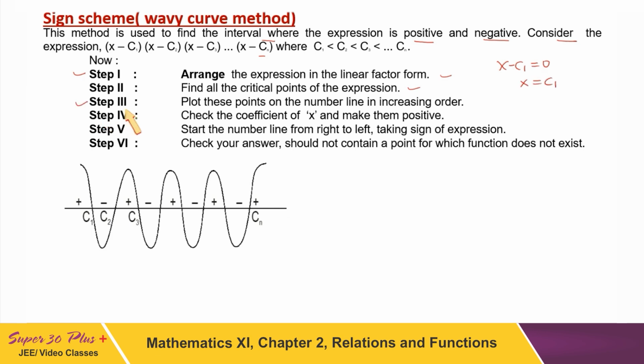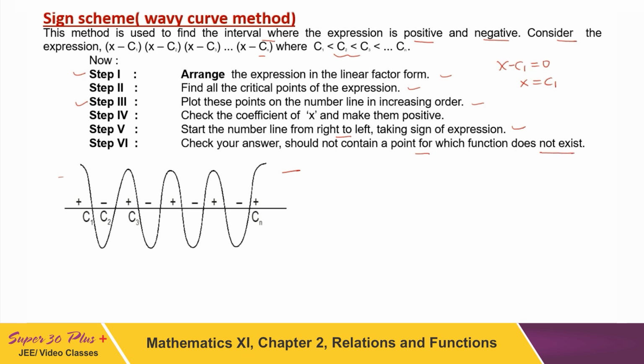Step 3, plot these points on the number line in increasing order. That is the reason the order is given here. Step 4, check the coefficient of x and make them positive. It is one of the most important steps. You have to always check this step 4. Step 5, start on the number line from right to left taking the sign of the expression, from this side to this side. And step 6, check that your answer does not contain points for which the function does not exist.